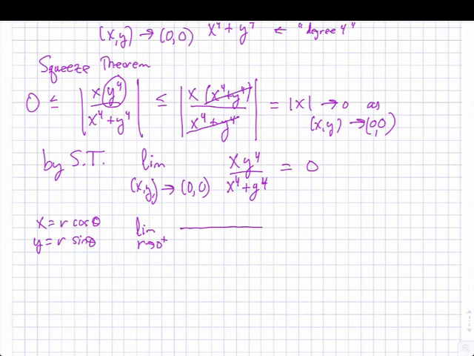So if you do this, I'll give you a hint, you'll get r to the 5th on top times some stuff, r to the 4th times some stuff on the bottom. The stuff here doesn't go to 0, so you just have the limit as r approaches 0 of r, and I think you can figure that one out.